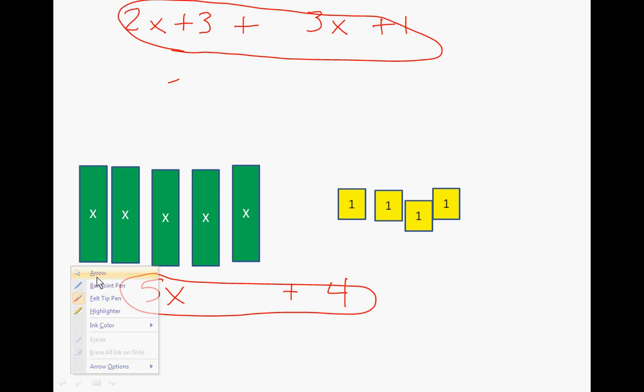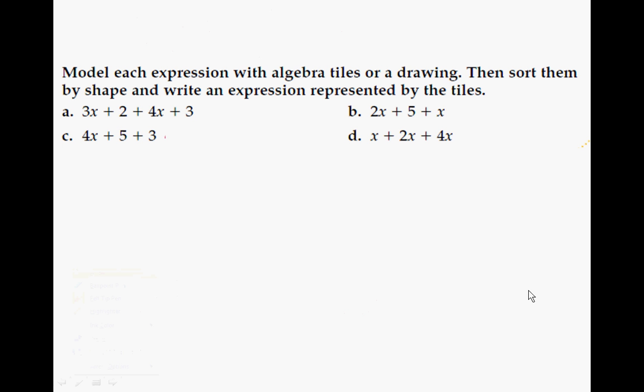Alright, let's go ahead and go to the next one. What I'd like you to do is model each expression with algebra tiles or a drawing. You don't necessarily have to do that if you understand this concept. But go ahead and write out the new expression by combining the like terms. When you're ready to begin, I'll go ahead and show you the answers. Okay, so here's what you should have come up with for A, B, C, and D. Alright, let's move on.